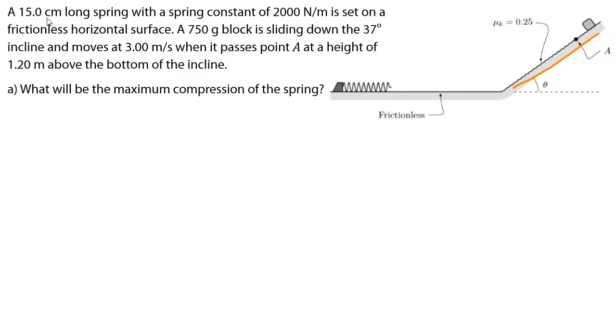A 15 centimeter long spring with a spring constant of 2000 newtons per meter is set on a frictionless horizontal surface. So all the horizontal surface is frictionless. A 750 gram block is sliding down a 37-degree incline and moves at 3 meters per second when it passes point A at a height of 1.2 meters above the bottom of the incline. So this is the block, 750 grams, and when it passes point A here, it's moving at a speed of 3 meters per second. The question is, what will be the maximum compression of the spring?